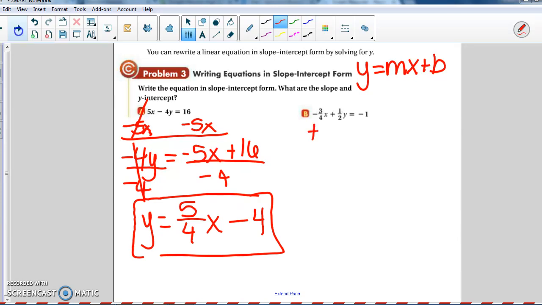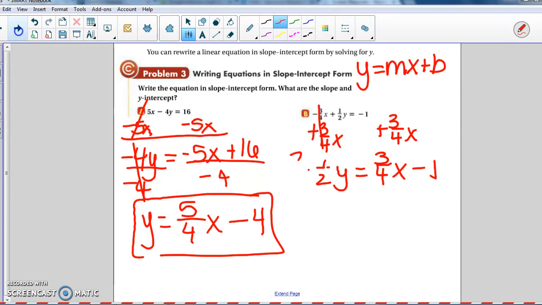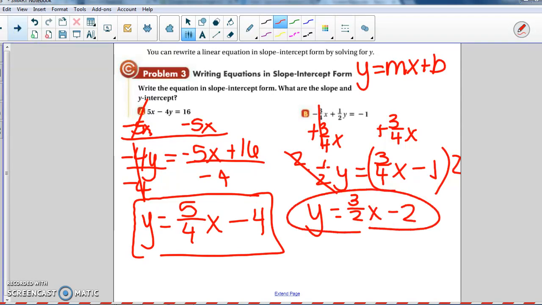Here I'm going to do the same thing. I'm going to add 3/4 x, so 1/2 y is equal to 3/4 x minus 1. Multiply by 2 to get y by itself, so y is equal to 3/2 x minus 2, because I distributed that 2.